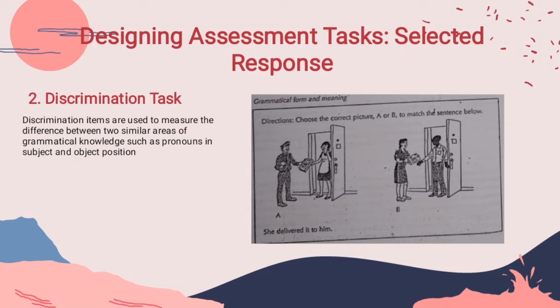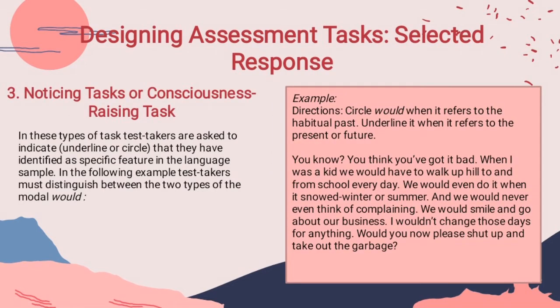For discrimination tasks, discrimination items are used to measure the difference between two similar areas of grammatical knowledge, such as pronouns in subject and object position. For noticing tasks or consciousness-raising tasks, the test takers are asked to indicate, underline, or circle that they have identified a specific feature in the language sample.